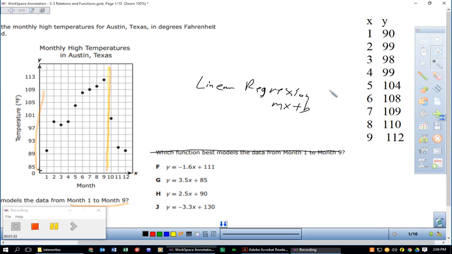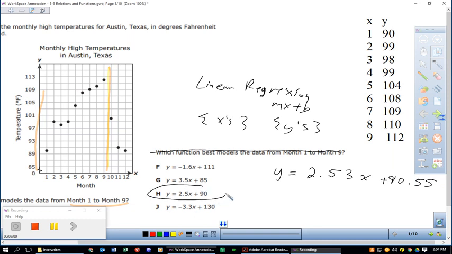Once you put in your data, make sure you put this in a list, your x's and your y's. What you should come up with is an equation that is y equals 2.53x, I'm going to round it to 2 decimal places, plus 90.55, which is closest to h.